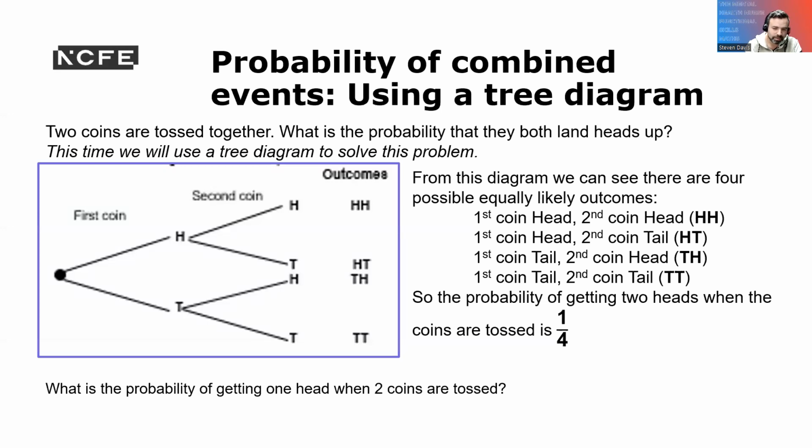So what is the probability of getting 1 head when 2 coins are tossed? So here, we've got 4 chances. So 1 head there, 1 head there. So out of 4, it's got to be a half, right? So a half.